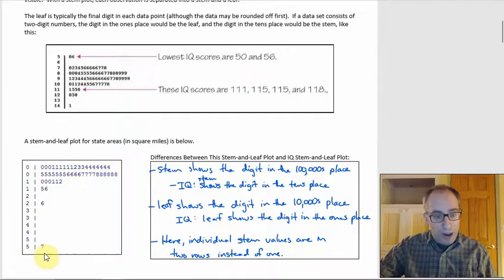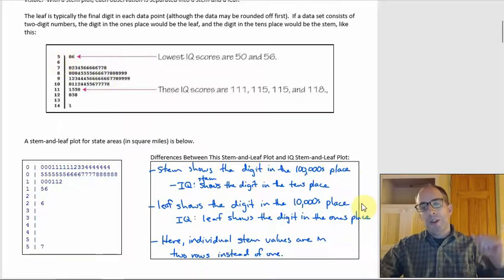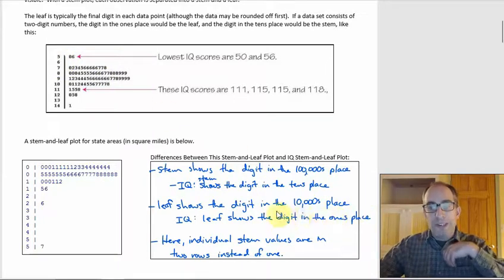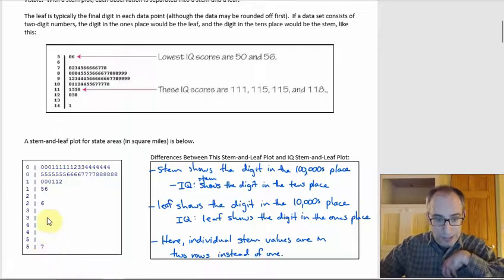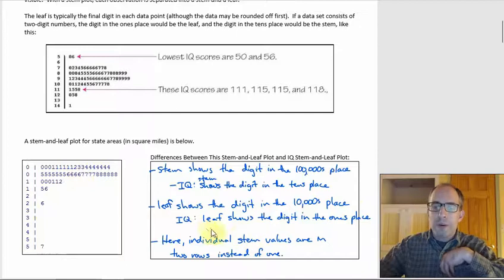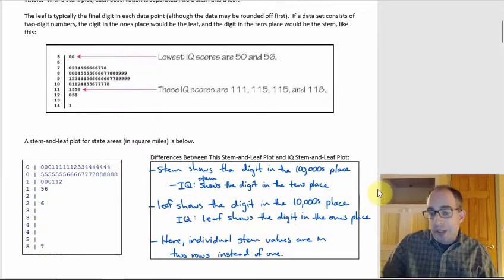So there's that. And I had to round off because the leaf can only be 1 digit. So I had to round that. So a couple of things. Here I've got the stem showing the digit in the 100,000s place. And with the IQ, it was the digit in the tens place, right? Like that's what that 5 means right there. Then the leaf here is the digit in the 10,000s place, rather. So like that's what that 7 is, or the 6, or all these things up here. And then with IQ, it's whatever's just in the ones place.